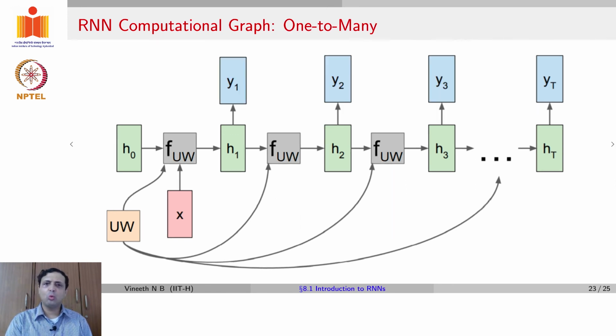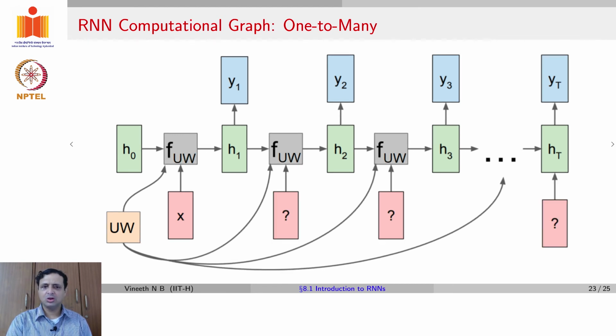In case of a one-to-many setting, you could have this kind of a computational graph where the input is only X at the first time step, but you now have outputs at every time step, Y1, Y2, Y3 through YT. One question here is, what would you give as inputs at intermediate time steps?